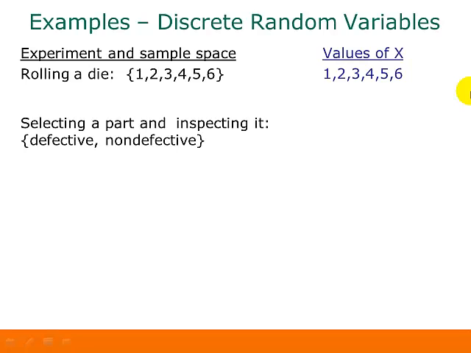Another experiment we talked about earlier was selecting a part and inspecting it, and our sample space was that the part was either defective or non-defective. Now, to think of this as a discrete random variable, we would have to put numerical values on defective and non-defective. A lot of times we'll choose 1 for one of the values and 0 for the other value if we only have 2 values. So in this case, we could decide that 1 would stand for a defective part and 0 would stand for a non-defective part.